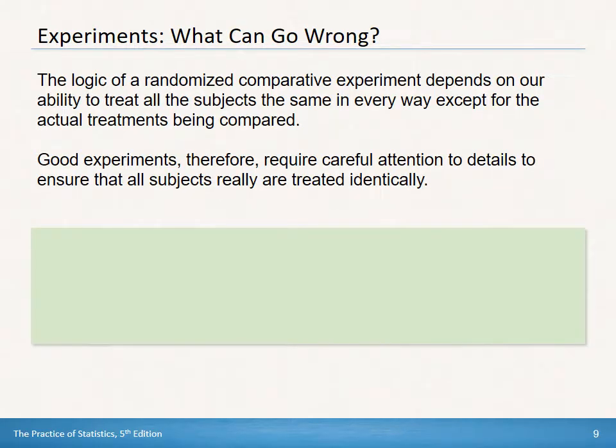So in an experiment, what can go wrong? The logic of a randomized comparative experiment depends on your ability to treat all of the subjects the same in every way except for the actual treatment. Good experiments, therefore, require close attention to details to ensure that all subjects are really treated identically.